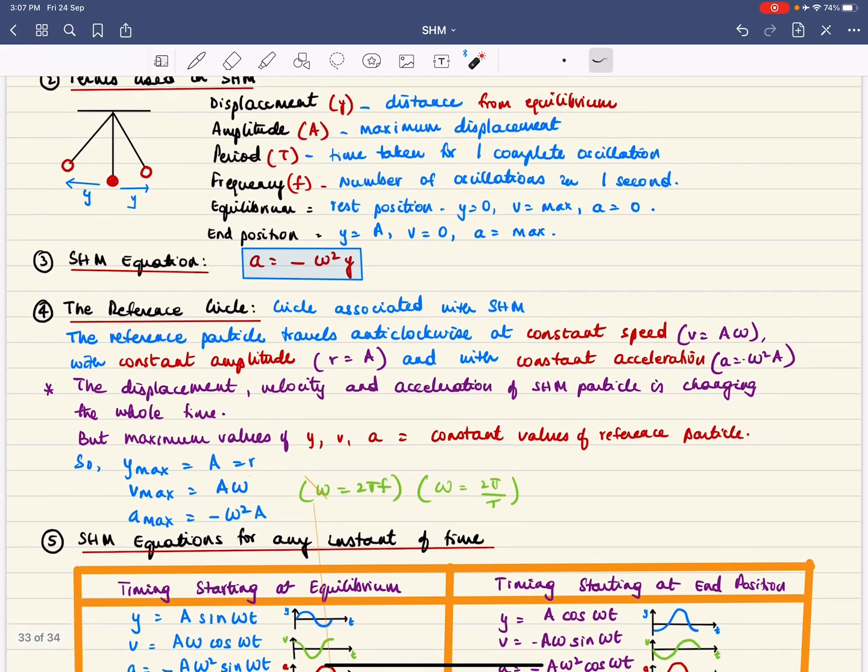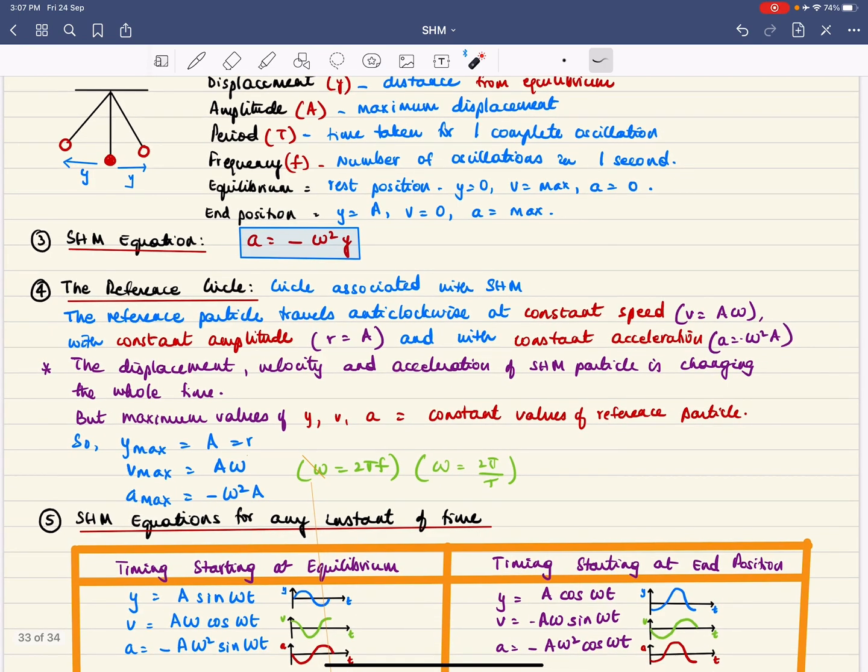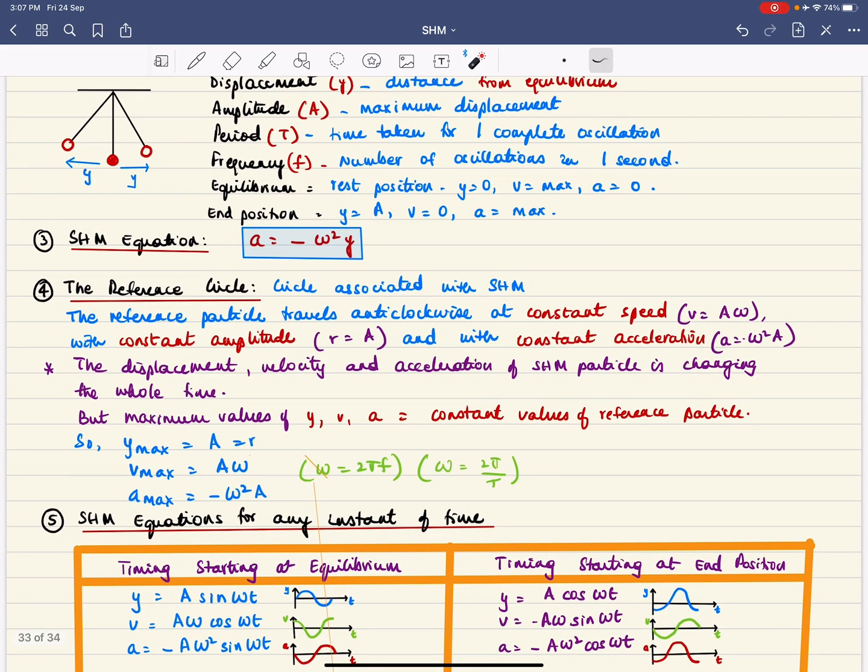Reference circle is a circle that's associated with simple harmonic motion. The reference particle travels anti-clockwise at constant speed, and this constant speed is a omega, and it travels with constant acceleration, which is omega squared a, and it travels with a constant radius, which is the amplitude of SHM.